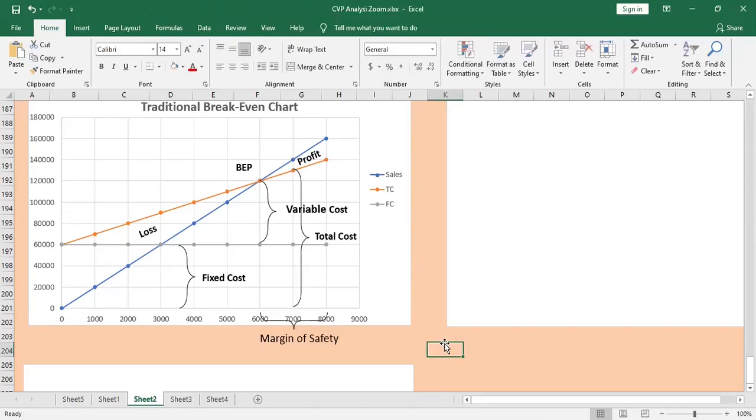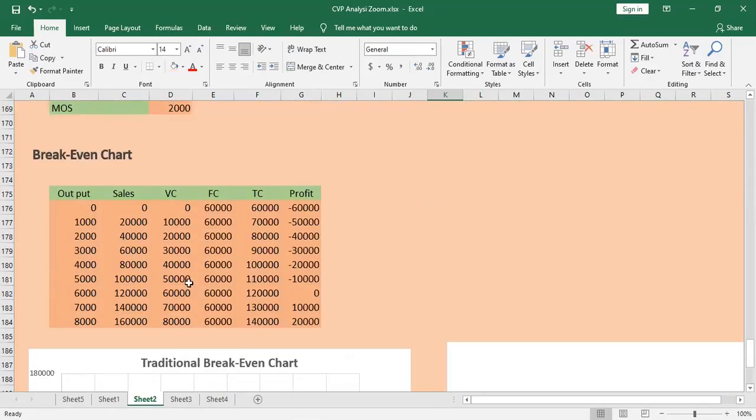Right. So this is how you do this analysis on the graph. This is the graphical method. You can identify all the variables. You can identify the break-even point. You can identify the variable cost. You can identify the total cost. You can identify even the margin of safety, and you can identify break-even in units, that is 6,000 here, and break-even in rupees, that is 120,000, which we already knew when we did the calculation here.